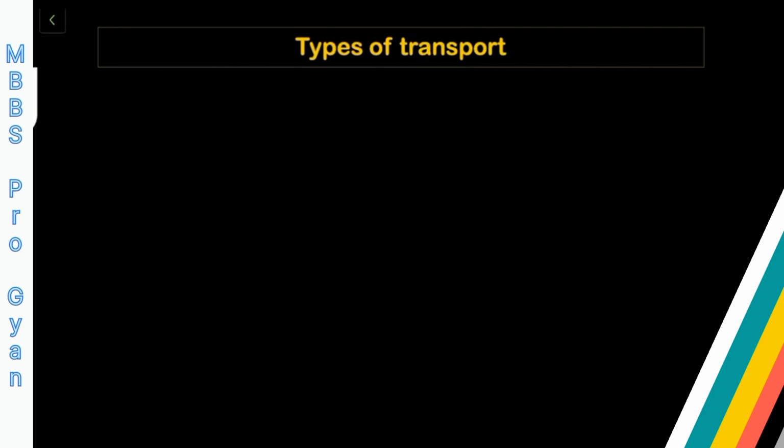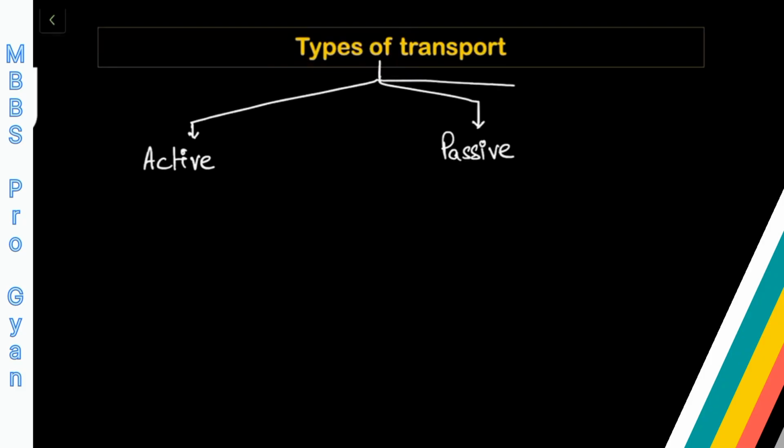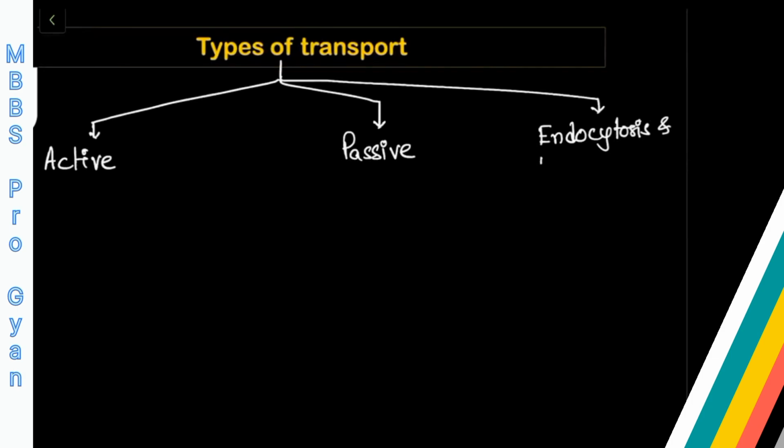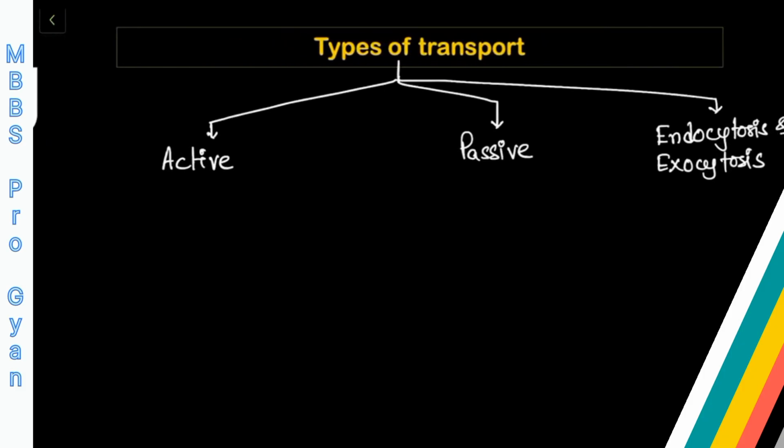All of you know this classification very well. Types of transport: active transport, passive transport, and there is a separate one for large molecules, that is endocytosis and exocytosis. First we will be concentrating on active and passive transport.